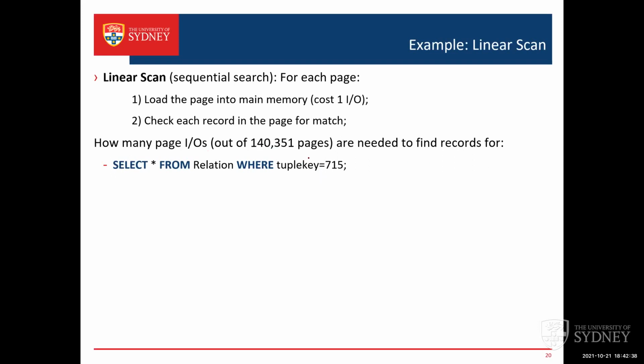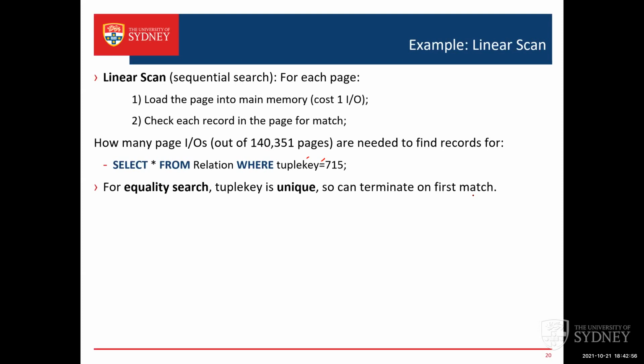But since we have a primary key and the equality sign, we can stop whenever we get the data. So that is what is written here. When we have equality, that is known as equality search. And in this case, tuple key is unique because of the primary key. So we can stop at the first match that we find.